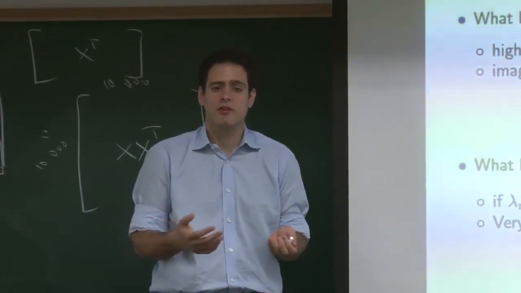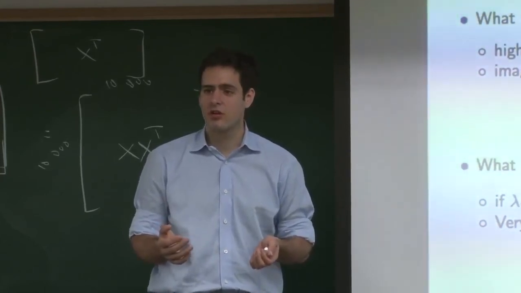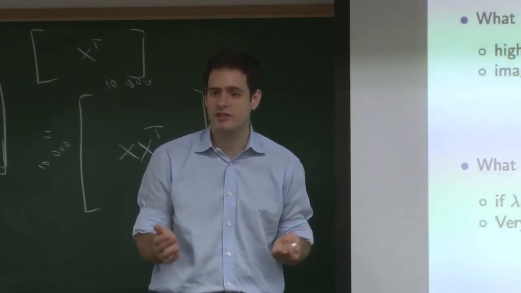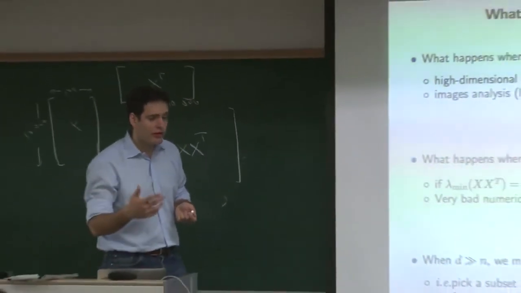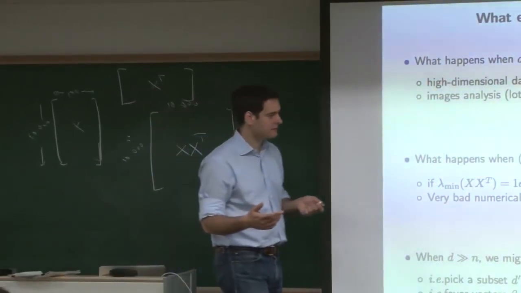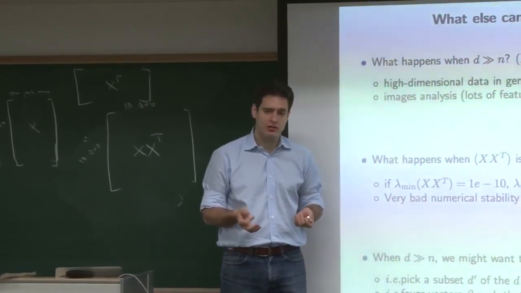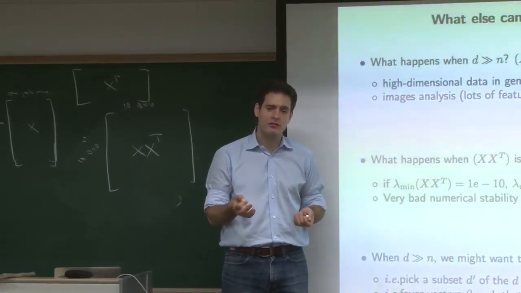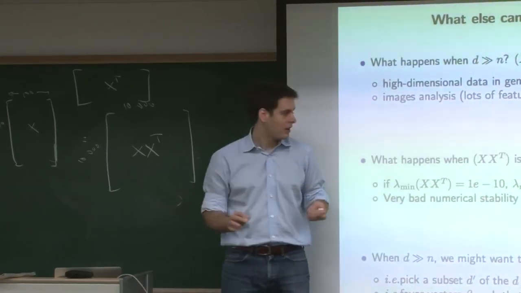But what if you defined 5,000 features for each image? Or if you do the same thing with text, for instance. So you have to be careful in that case. The other thing which might happen is that XX transpose is so-called badly conditioned. It's a technical term to say that basically the smallest eigenvalue is very small.